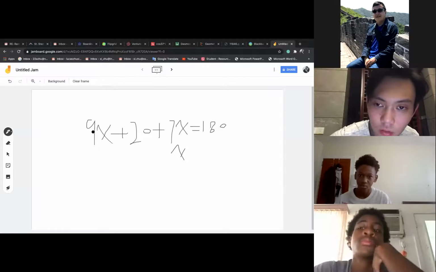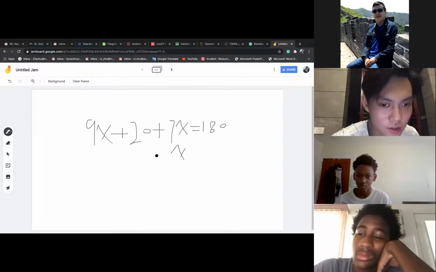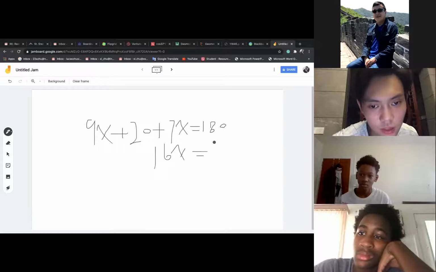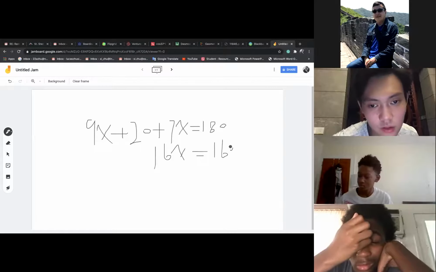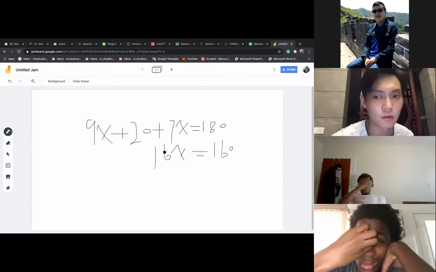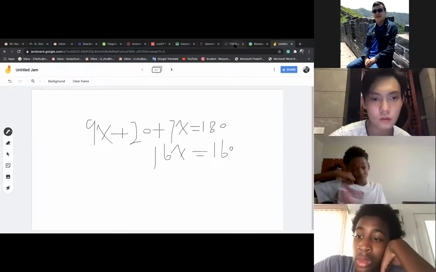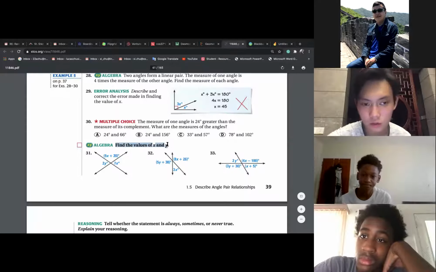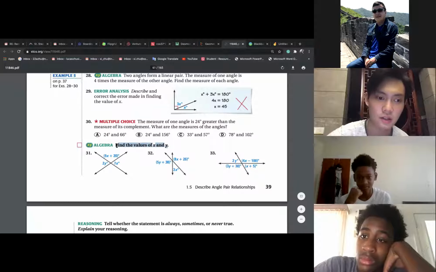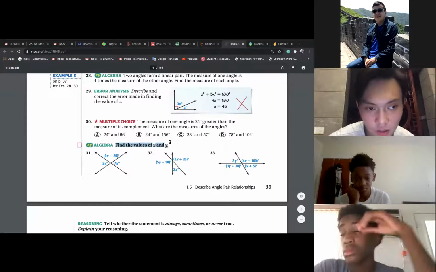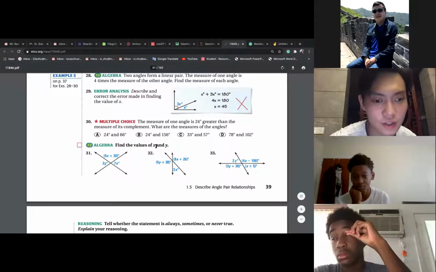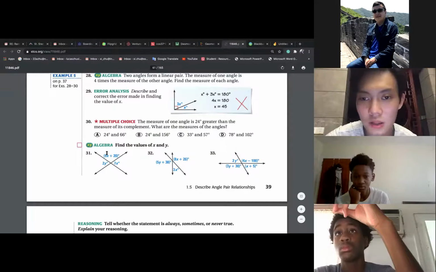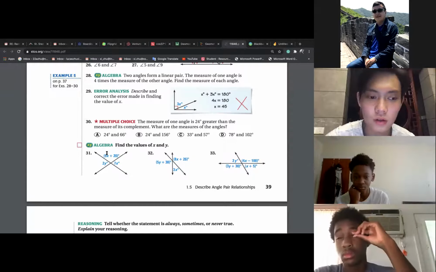So 9x plus 7x gives you 16x, right? And if you minus 20 on both sides, you get 160 over here. Then you just divide by 16 on both sides, you get 10, right? So here, remember, you have to double check the question they're asking. They're asking you the value of x and y. They're not asking you to find the measurement of each angle. They are only asking you to find x and y, right?